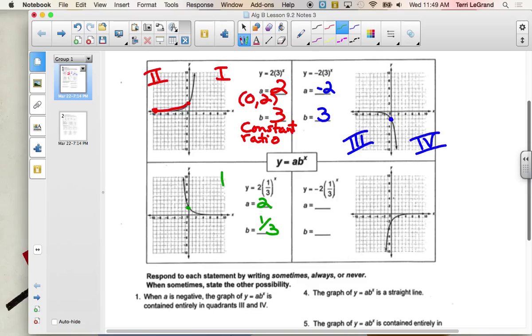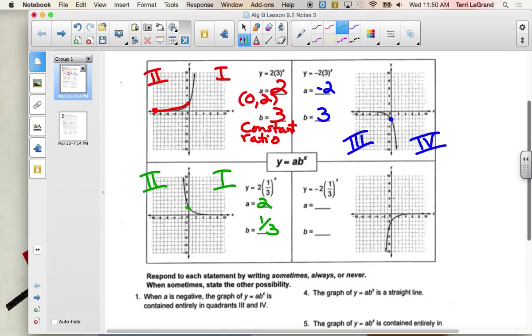So this one's in quadrants 1 and 2, just like the one above it is. But what's different about this one? It's going the other way. It's falling from left to right. The other one is rising from left to right. What do you suppose is controlling that? Your 1/3. What's the only thing that's different? Their b values, right? So in the top one, b is greater than 1, and it's climbing from left to right. And here, b is between 0 and 1, and it's falling from left to right. But they both ended up in the same quadrant, because they both had a positive a value.